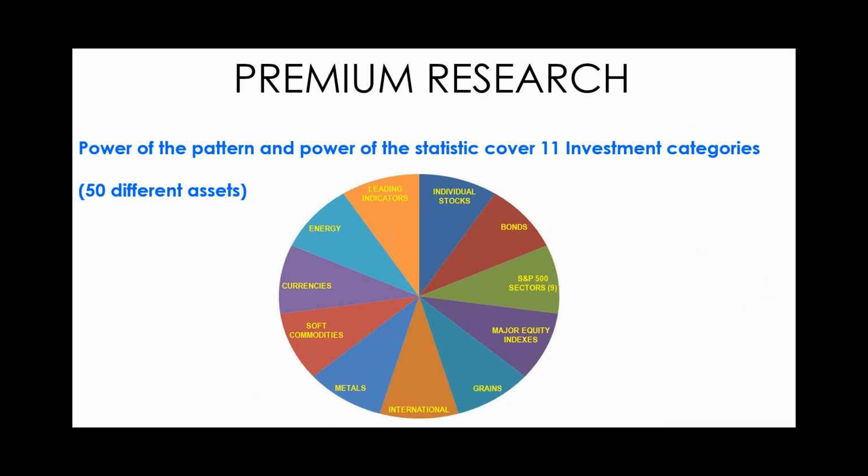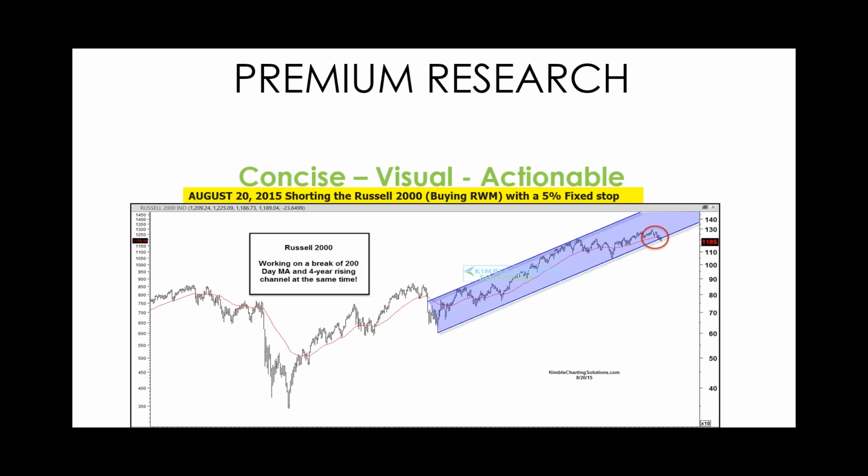Premium research is covering about 11 different investment categories, 50 different assets. So there's a lot we're covering. That doesn't mean you're getting deluged with a bunch of stuff every day or every week on these. The key is we just want to filter out the stuff that's relevant. And the stuff that's relevant is research, chart patterns, and statistics that are at the extreme. That's what we care about most. We find the extreme, and it just increases your probability of being able to profit.